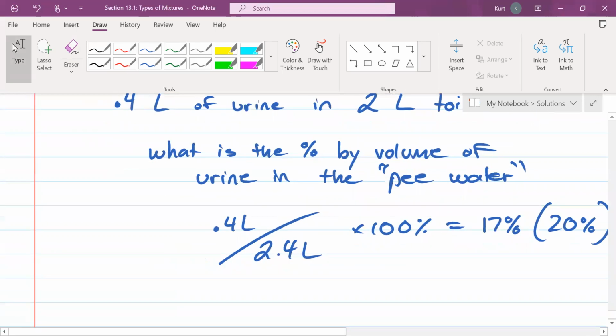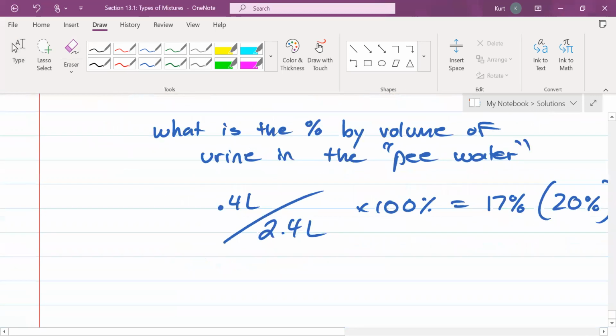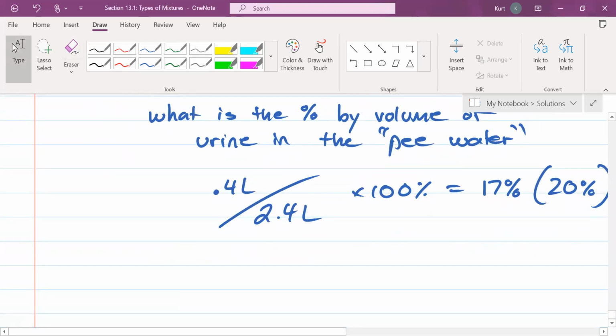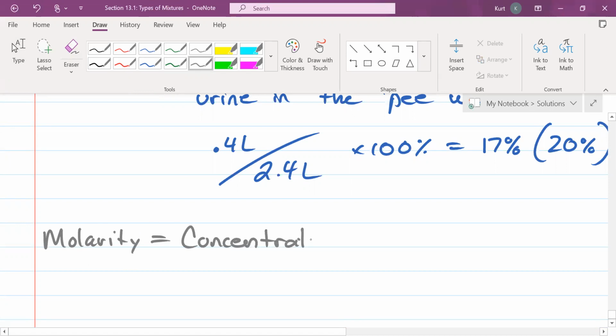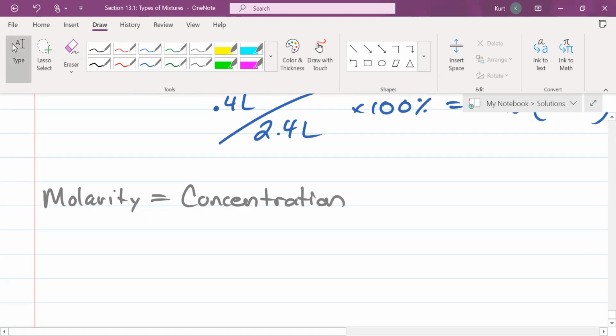All right, and this last one's going to be a good place to end class today. I already talked about molarity, but to rehash it, what is another word for molarity? Concentration. They are the same thing. This just simply means how many moles of a solute are in the liters of a solution.